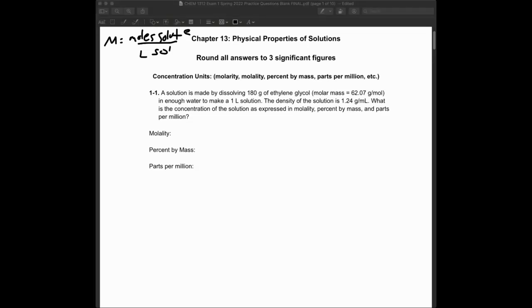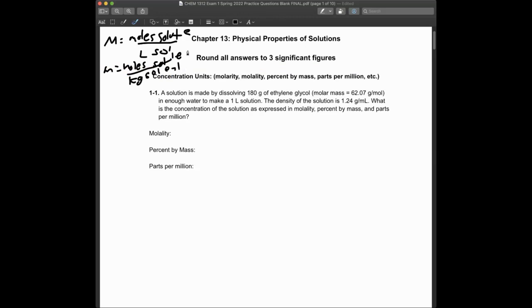Okay, perfect. Cool. So let's take a look at this. Little m is going to be moles of solute over kilogram of solvent.